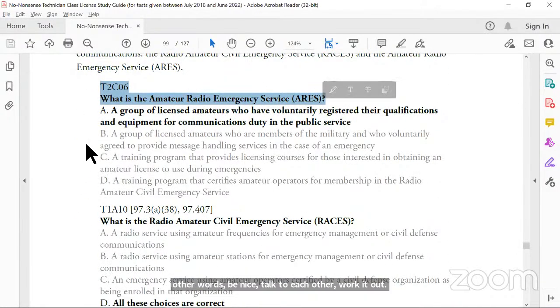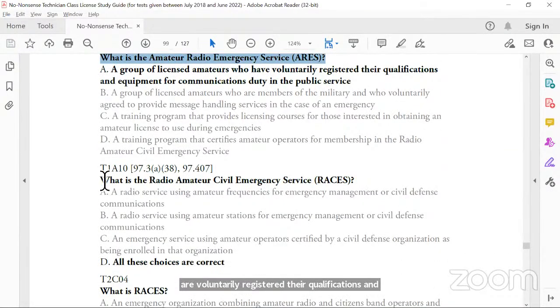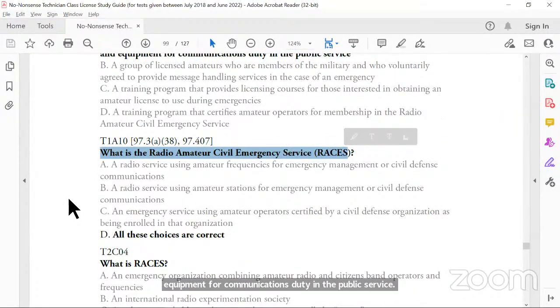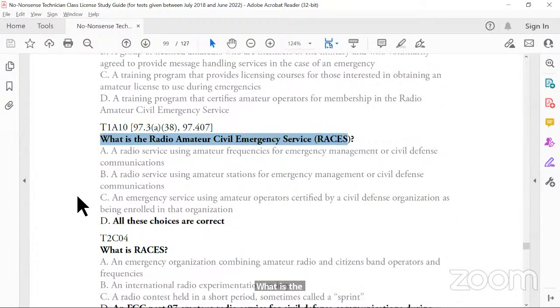What is the Amateur Radio Emergency Service? That's ARES. What is ARES? It's a group of licensed amateurs who have voluntarily registered their qualifications and equipment for communications duty in the public service. What is the Radio Amateur Civil Emergency Service, or RACES?